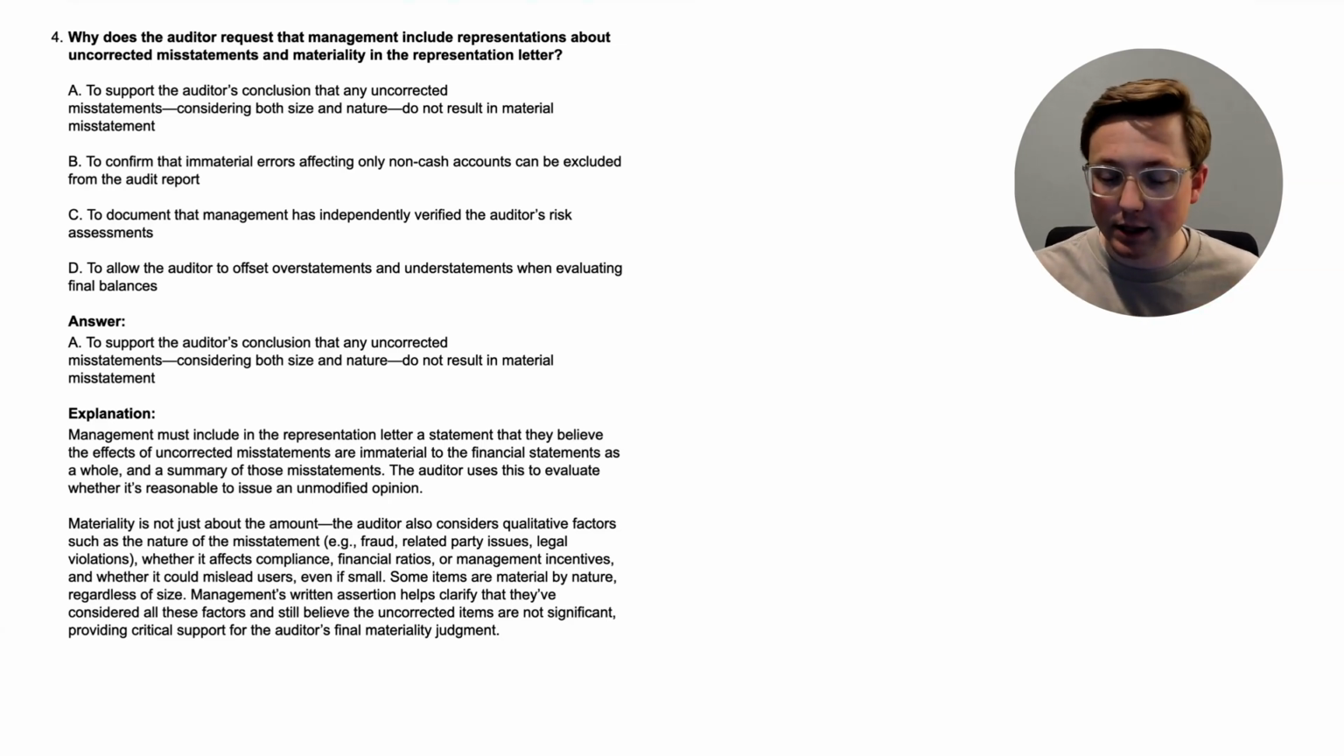Again, that's the idea behind materiality, is would this cause users of the financial statements to act differently if they knew this information? And that's usually the main idea behind materiality. That can either be financial, like money, and that would be quantitative, or qualitative. Again, is there fraud? Are there related party issues that weren't disclosed? Things like that. Some items are material by nature, regardless of size. Management's written assertion helps clarify that they've considered all these factors and still believe the uncorrected items are not significant, providing critical support for the auditor's final materiality judgment. So again, that's why the auditor is going to ask management for that representation about uncorrected misstatements and materiality in their letter. Now with that, let's go to the next question.